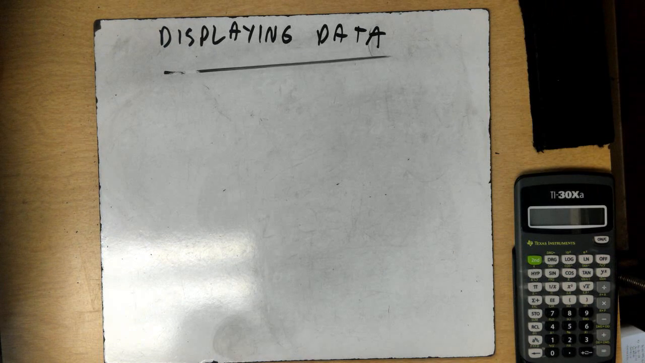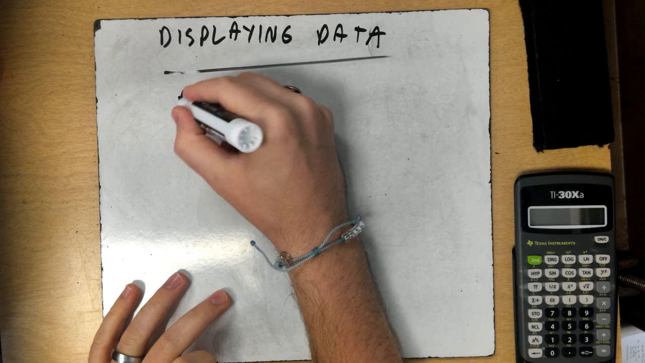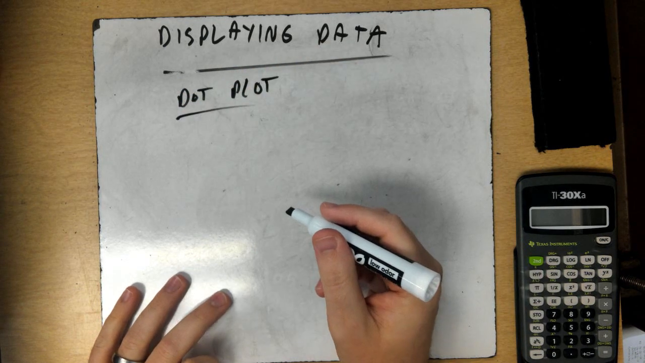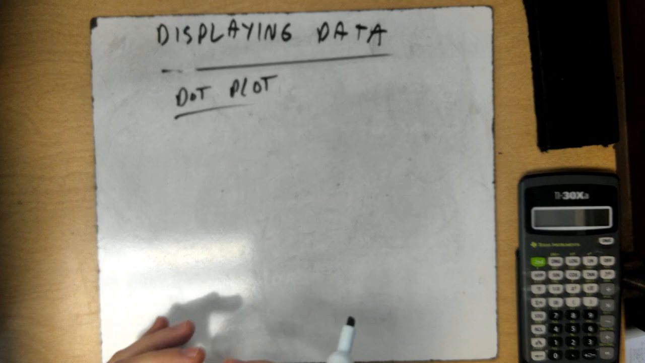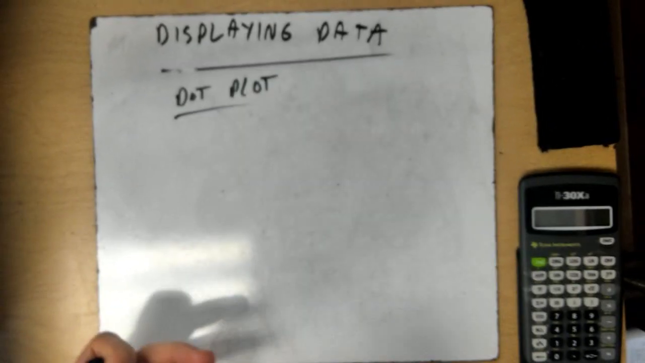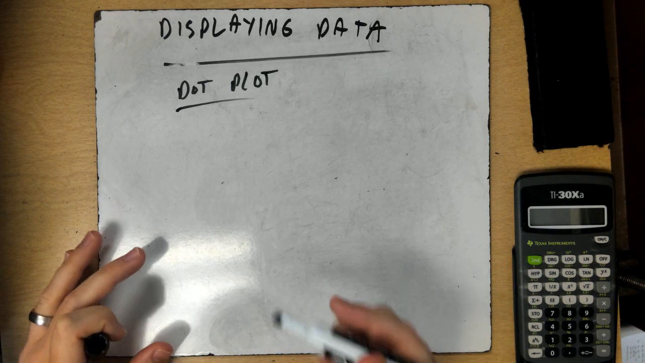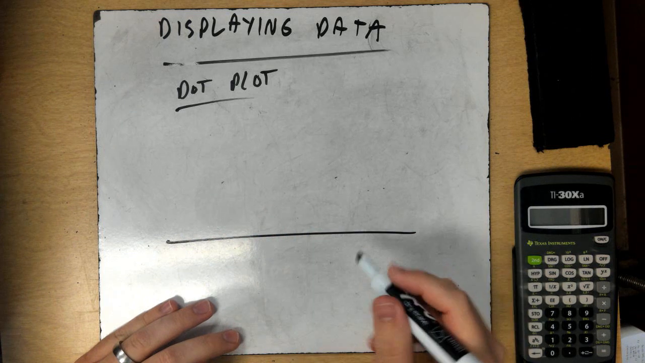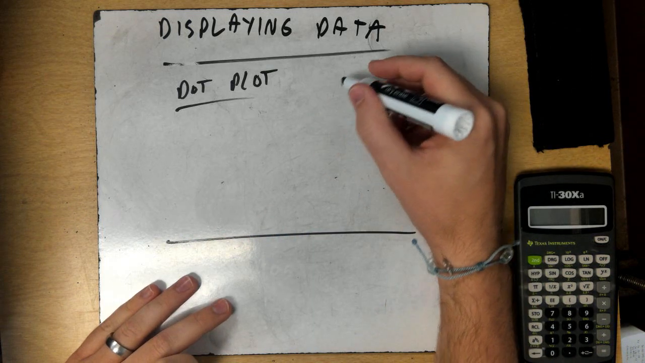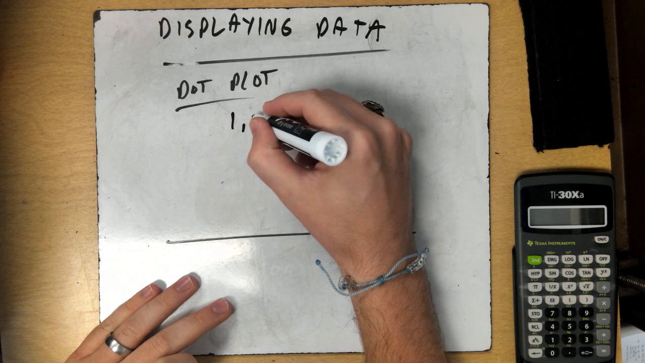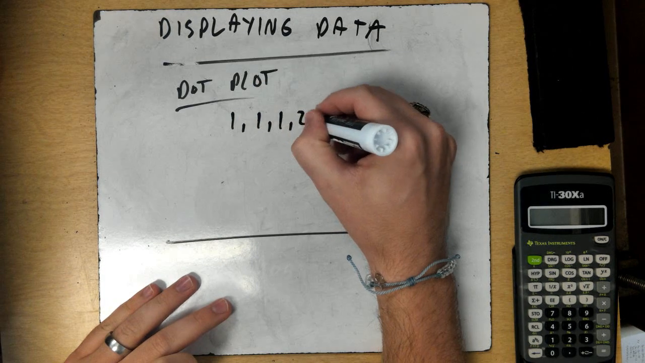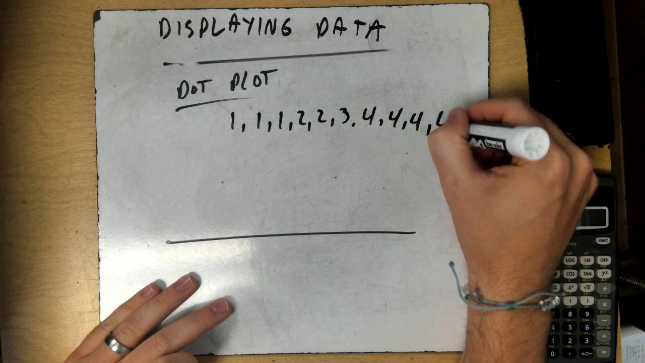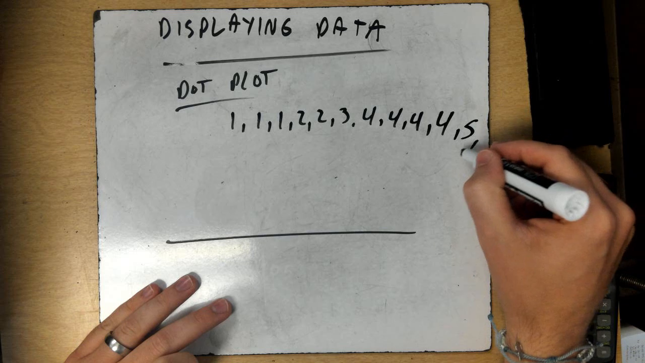All right, let's move on to dot plot. Now, a dot plot is basically when you want to figure out how many of each thing you have, which is a very vague way of categorizing. For a dot plot, you want to draw a line on the bottom, like a chart. Now let's look at some data. Let's do 1, 1, 1, 2, 2, 3, 4, 4, 4, 4, 5, 5.